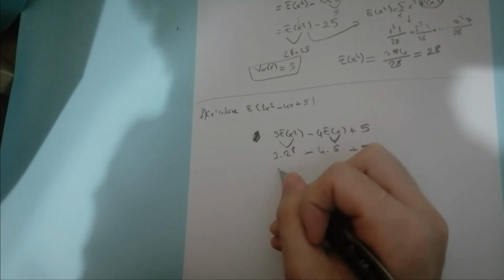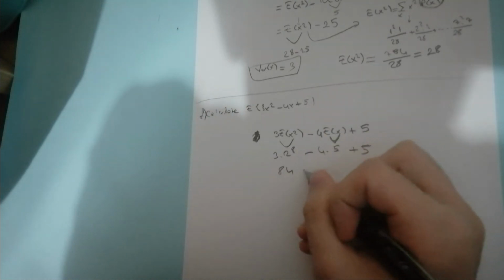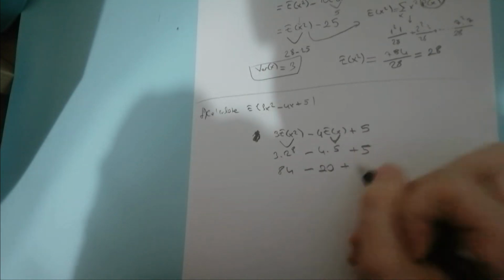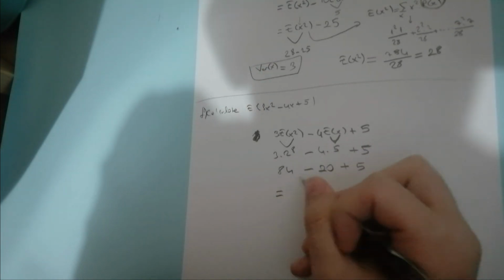So here it is 84 minus 20 plus 5. The answer is 69.